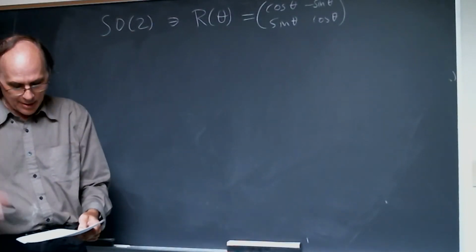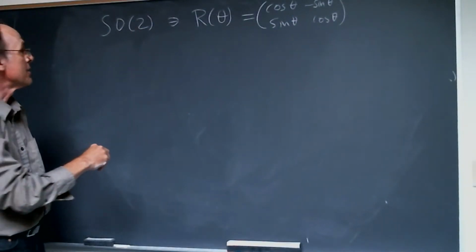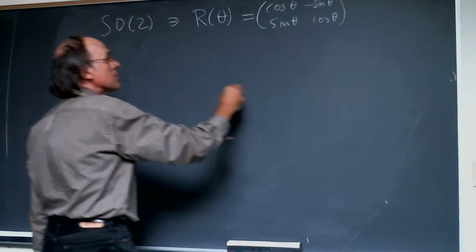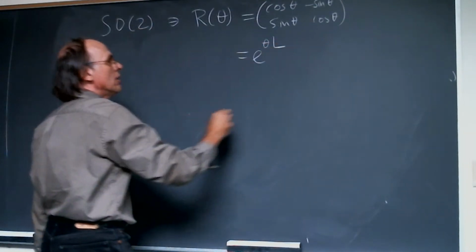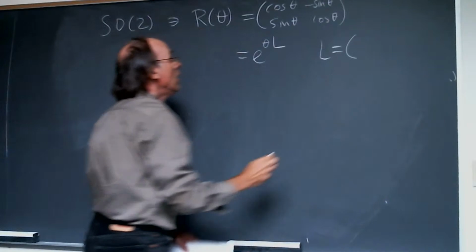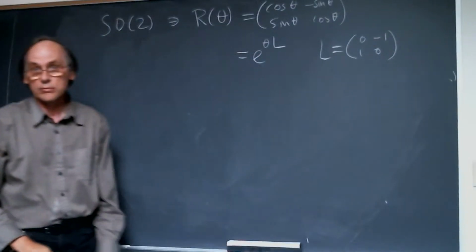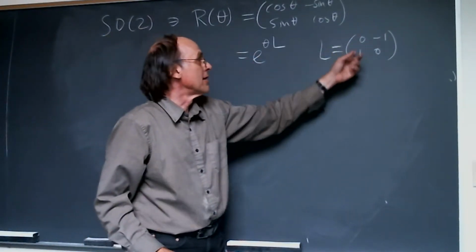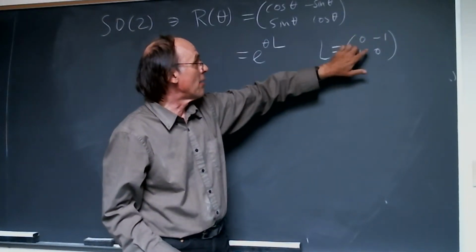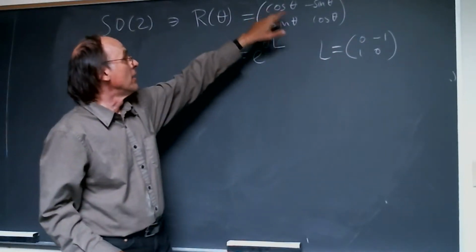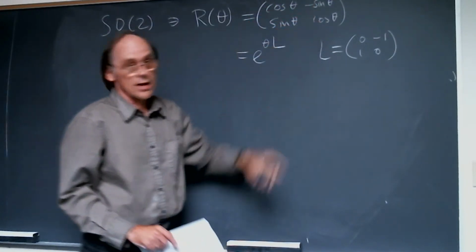And then if you want to ask, what is the matrix that, if you exponentiate it, gives you this? So this is equal to e to the theta times a matrix L, where L is equal to 0, minus 1, 1, 0. So just start taking powers of this, and again you'll see that the odd powers just look like this, the even powers are just the identity, and if you put in a theta, you get the formulas for the cosine and the sine here.